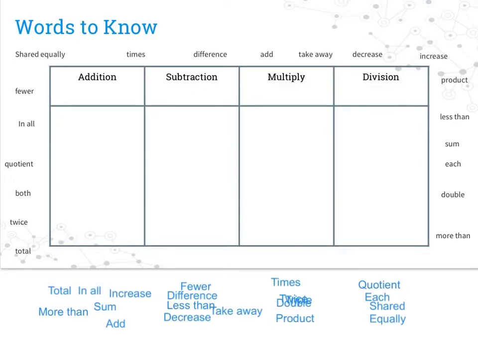So around the outside of these boxes are words that mean addition, subtraction, multiplication, or division. What I want you to do now is pause the video and see how many of the words you know and sort them into the boxes. When you're done figuring out as many words as you can, press play again to see if you are right.